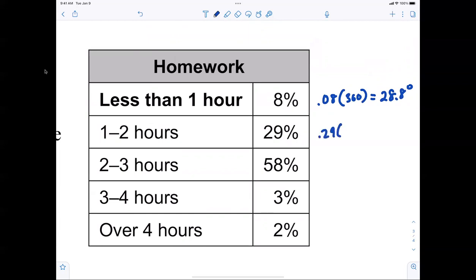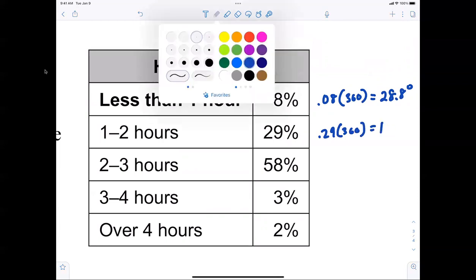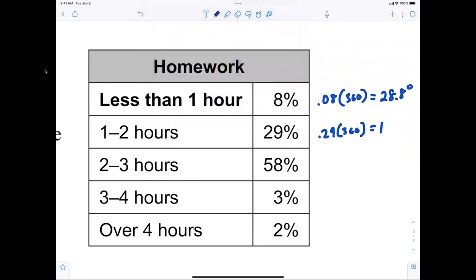Come on now, don't just wait for my answer. How much? 104.4. All right, and then, well, that was an easy one. Why is 58 easy? Thank you, it's twice 29. So everybody should be able to look at that and say 208.8 degrees.